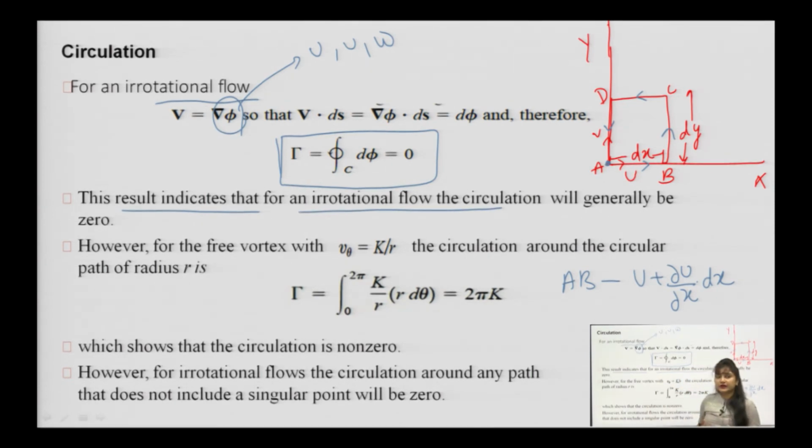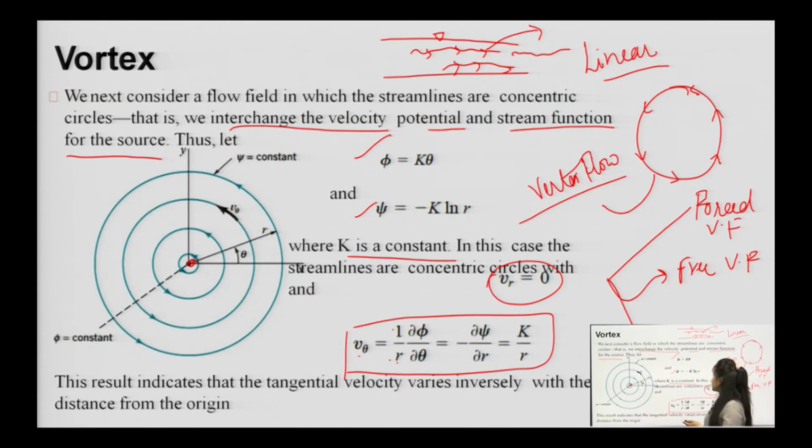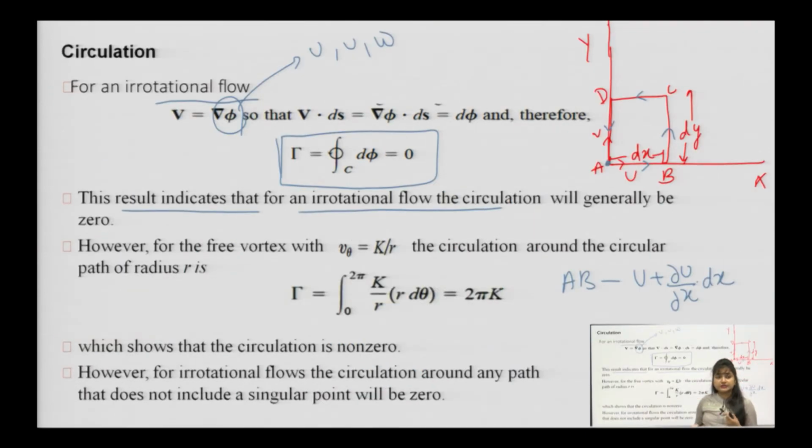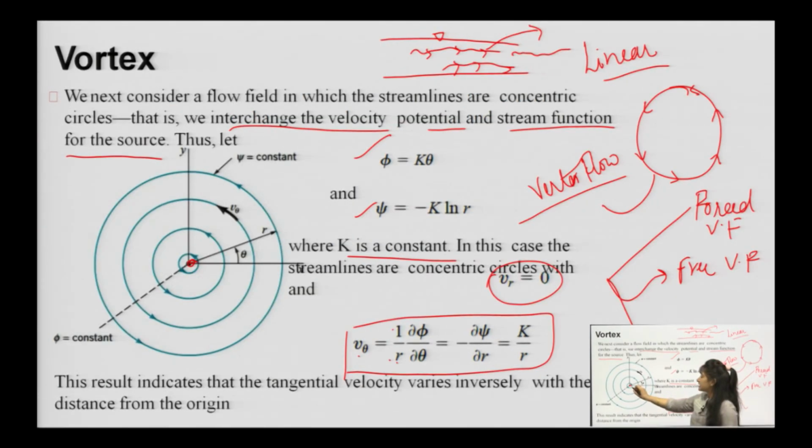But for free vortex flow, we have covered previously free and forced vortex. Forced is where we provide an external torque, and free is where the fluid particles are free to move in a circular path due to any number of reasons. Now, for the free vortex flow, the tangential velocity is taken as k by r, where k is a constant and r is nothing but the distance from the origin to that concentric circle, where you have drawn phi as constant or psi as constant.